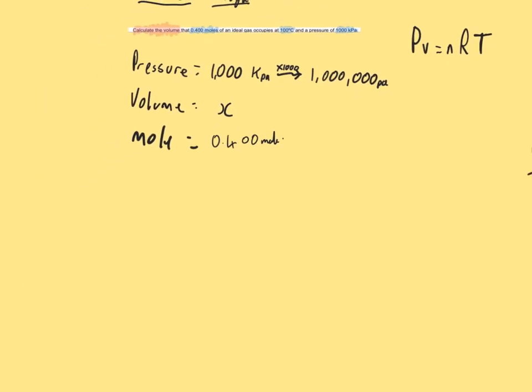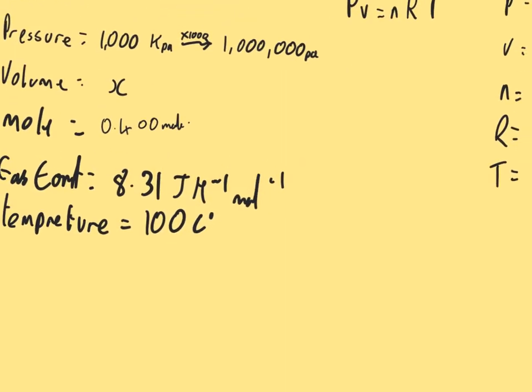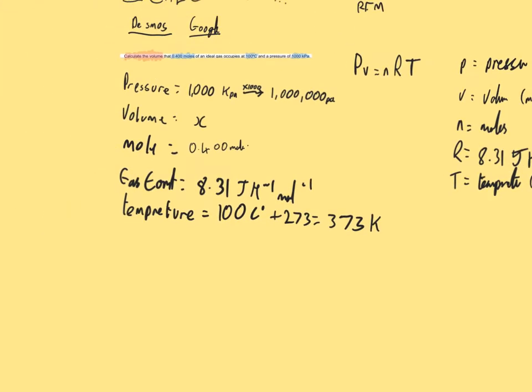Next, we want the gas constant, which we already know is 8.31 joules per Kelvin mole. And we need a temperature. Just note this will potentially be a long video. We can't do it in Celsius, so we need to convert into Kelvin by adding 273. That's 373 Kelvin.